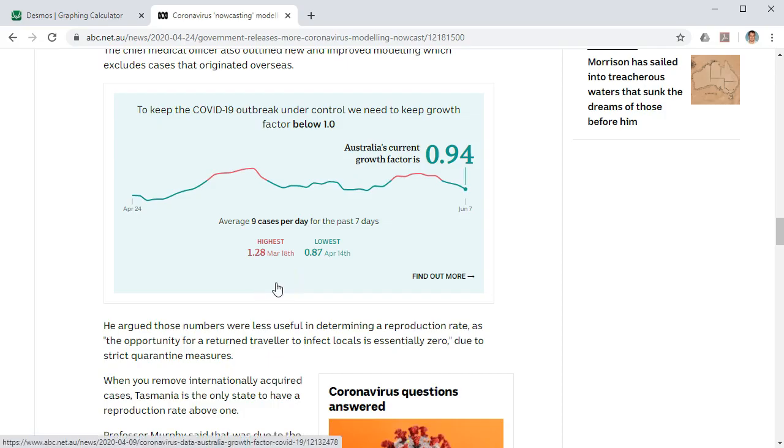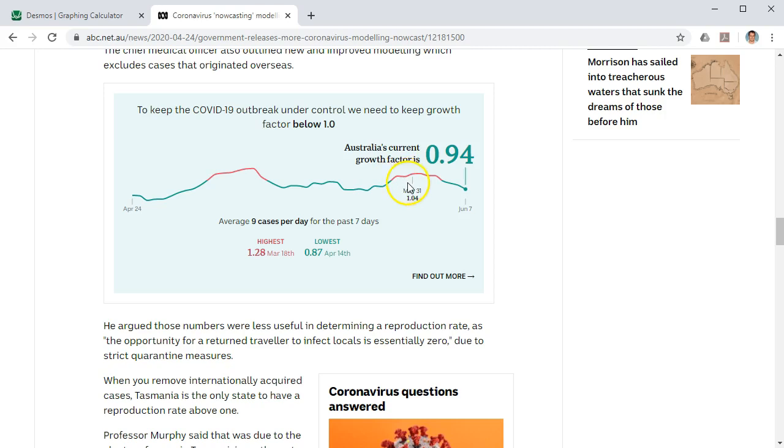Now I'm going to segue back to the COVID-19 outbreak that we seem to talk a lot about. You might have heard that we've got a thing called a growth factor, and we've been told that in order to keep the coronavirus under control, we've got to keep the growth factor below 1.0. Now, if we look at this diagram here, currently June 7th, it was at 0.94, which is in the green. That's a good thing. Whenever it was in the red, it had gone above 1. That's when it's dangerous. That's when the coronavirus is starting to get out of control.